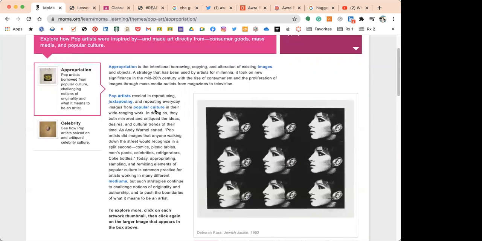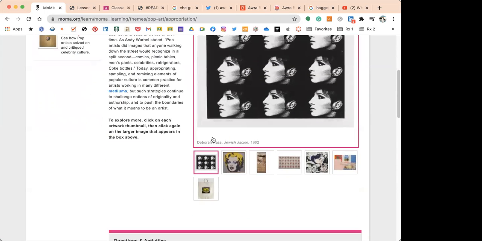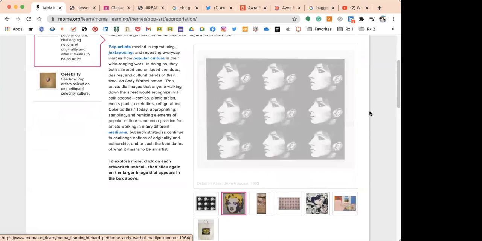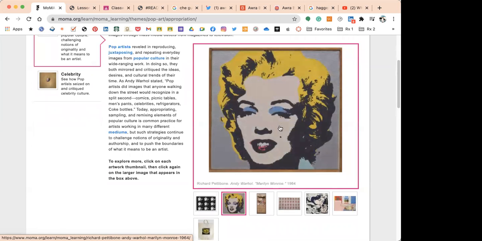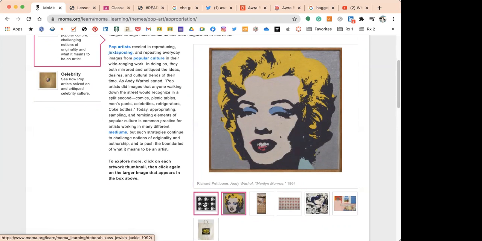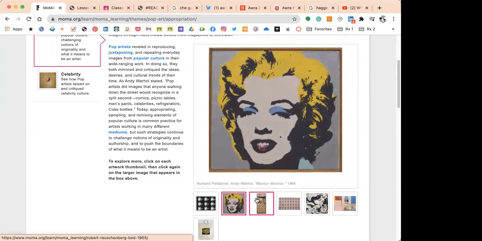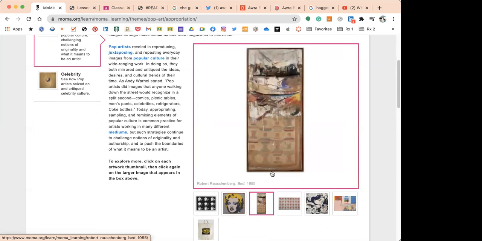In popular culture, there are some different styles that artists did. For example, this is by Deborah Kass, Jewish Jackie. So this is of course a repeated image. This is Andy Warhol's Marilyn Monroe. This was borrowed, or appropriated, by Richard Pettibone. Here is also Bed by Robert Rauschenberg. I'm going to send you a short video about this from MoMA.